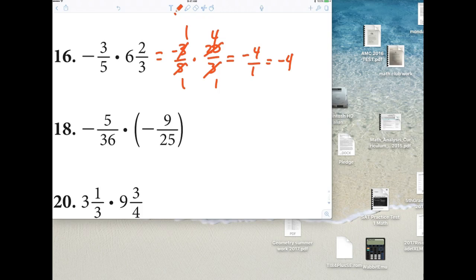Now, when you look at 18, how many negatives are there? 2. So what do I do? Just make it positive. So I wouldn't even do anything, I would just come over here and do that. All right?